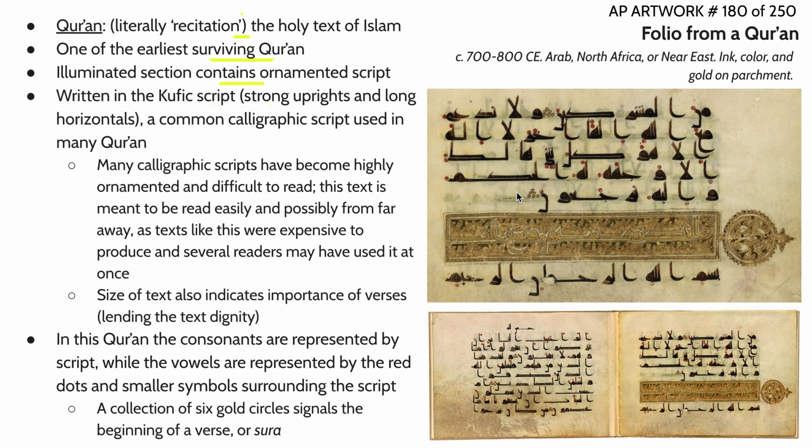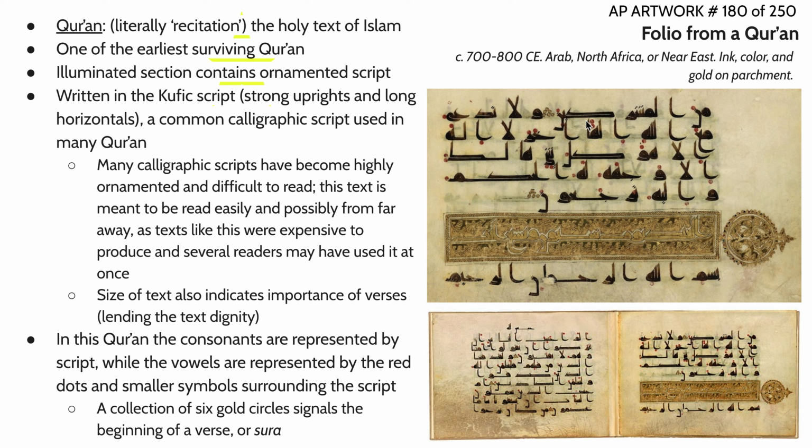So our first work from this unit is the folio from a Qur'an. So the Qur'an, you might recall from the last time we covered Islamic artwork, is essentially the holy text of Islam. It is roughly equivalent to the Bible in Christianity or the Torah in Judaism. So Qur'an literally means recitation. This is the word of Allah as it was transmitted to the Prophet Muhammad.